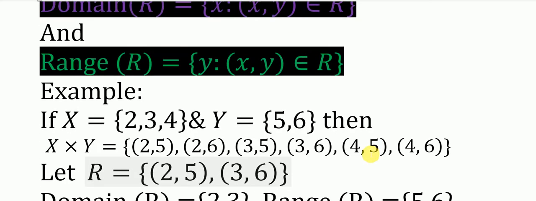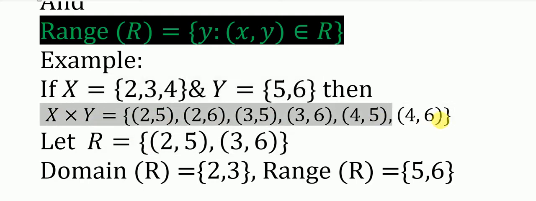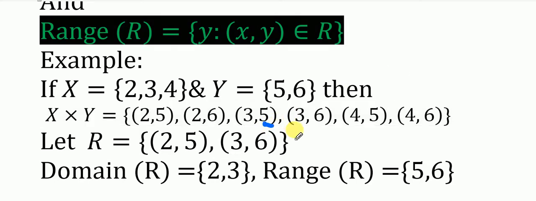So let us see an example for this. Let X equal {2, 3, 4} and Y equal {5, 6}, which we have taken in the earlier example. Then this Cartesian product X cross Y is given by (2, 5), (2, 6), (3, 5), (3, 6), (4, 5) and (4, 6) here.